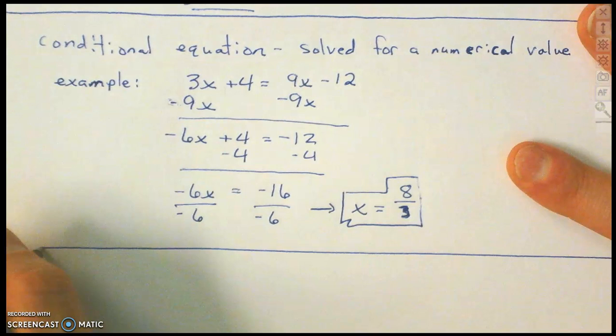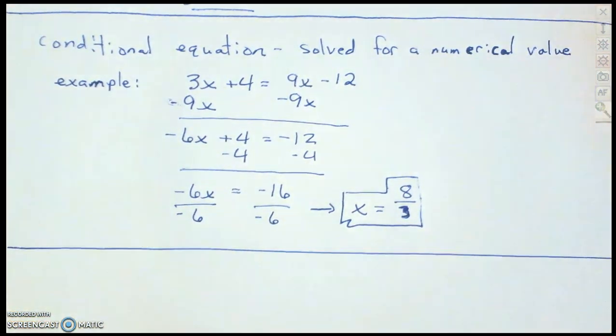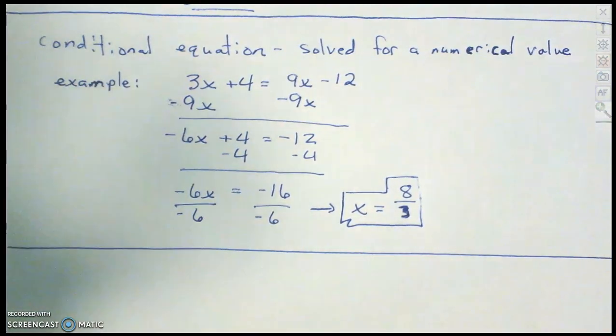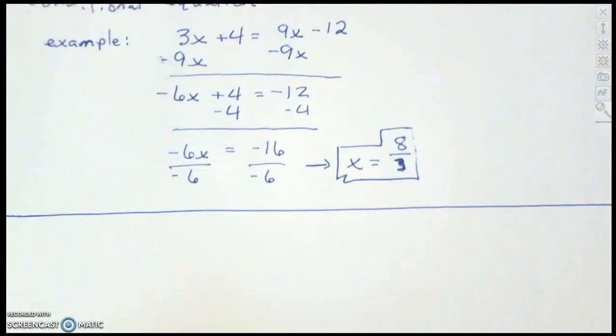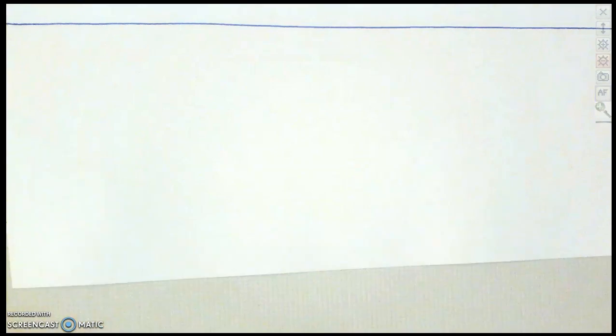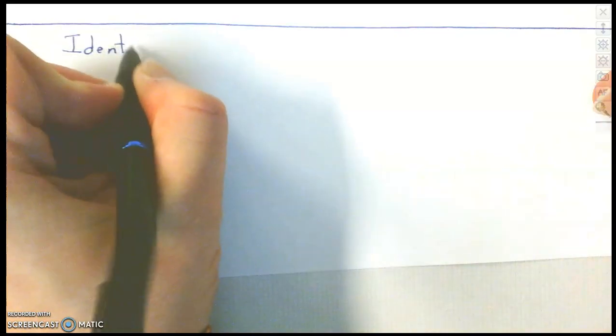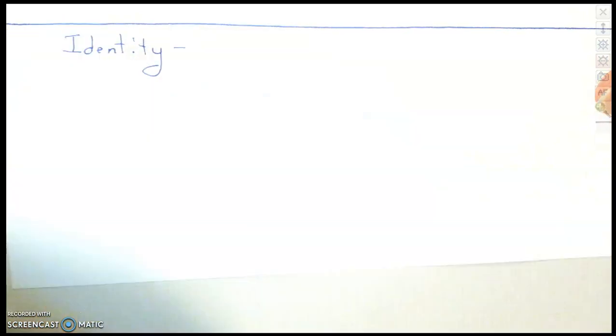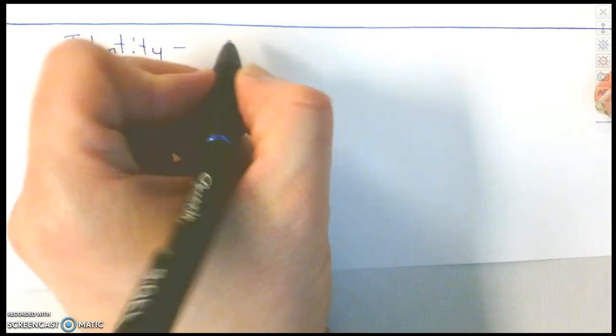So that's a conditional equation, and 90% of your equations are going to be conditional. The other two types we see once in a while, but not as often. And they are the identity and the contradiction. So let's start off with the identity. And when we talk about the identity, we're talking about the sides being the same.